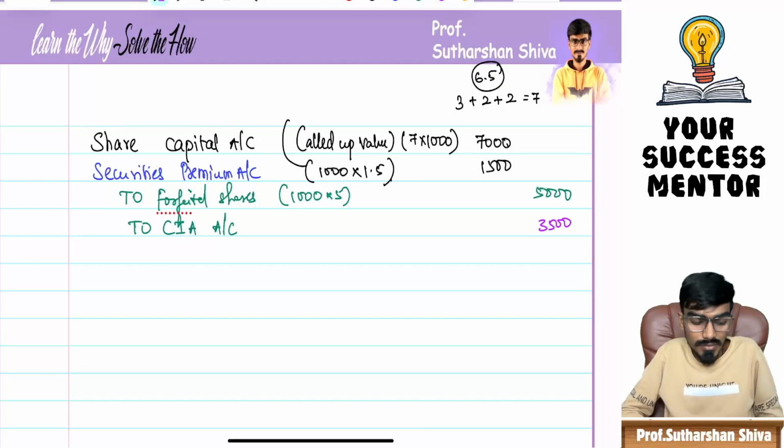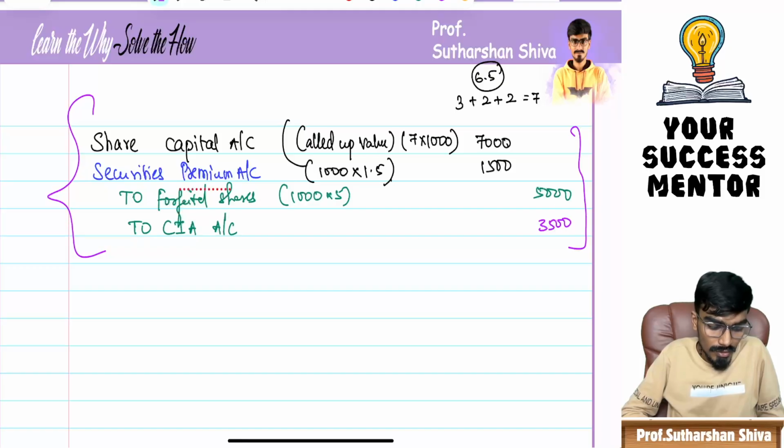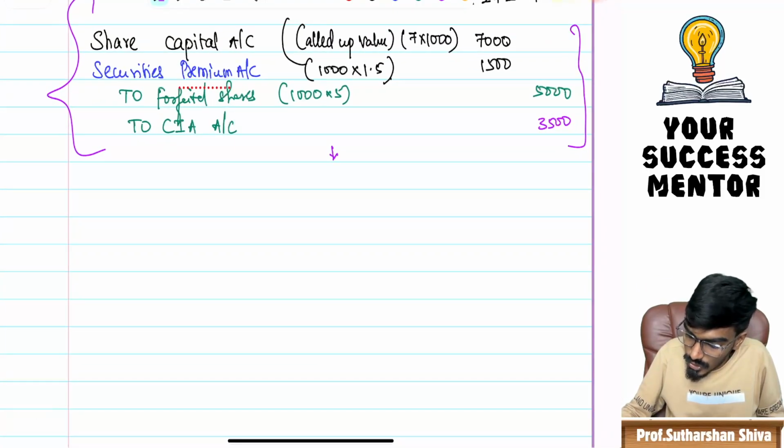Are you able to understand? This is the most important journal entry you should have. Are you able to understand this? Now, hereafter, reissue comes into the picture. What is the entry you should pass for reissue? From reissue onwards, it's very easy.